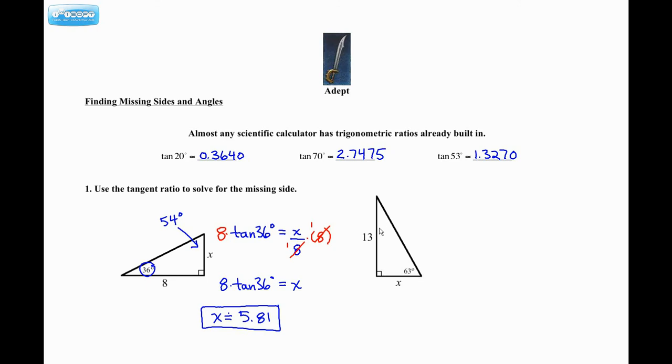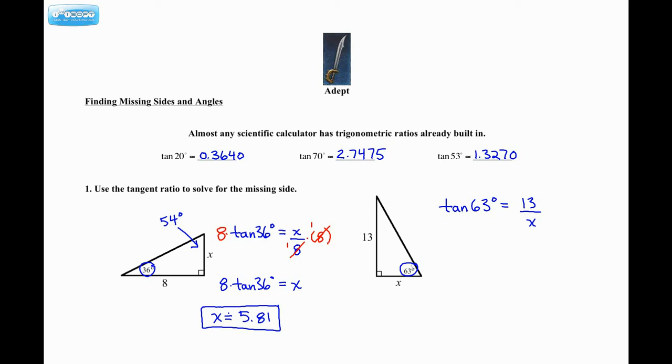So here I have a right triangle. X is the adjacent, because that's my theta. That's the angle that is given, 63 degrees. Therefore, this 13 is the opposite. So I want to figure out x. So the tangent of 63 degrees, by definition, is the ratio of the opposite divided by the adjacent. Again, this is just a number that I can put into my calculator.